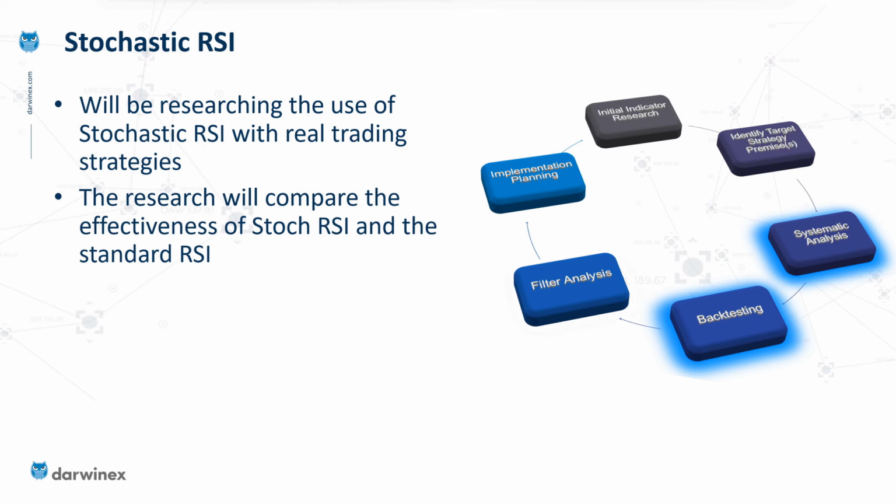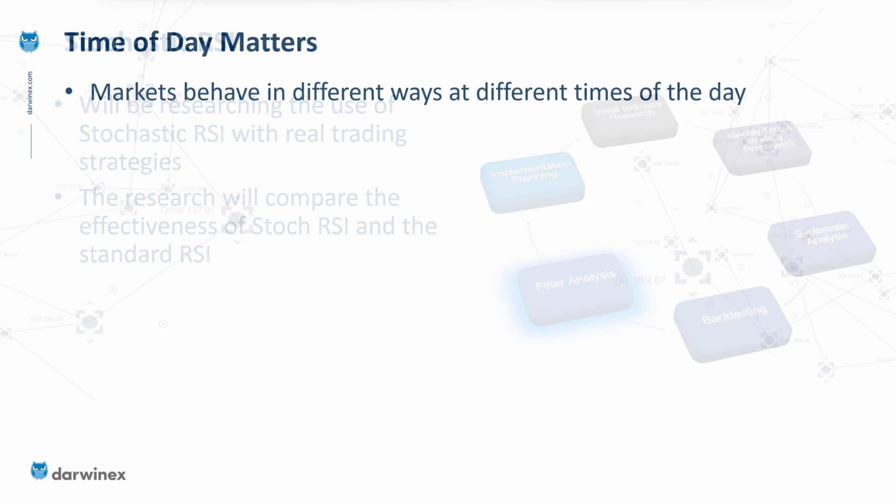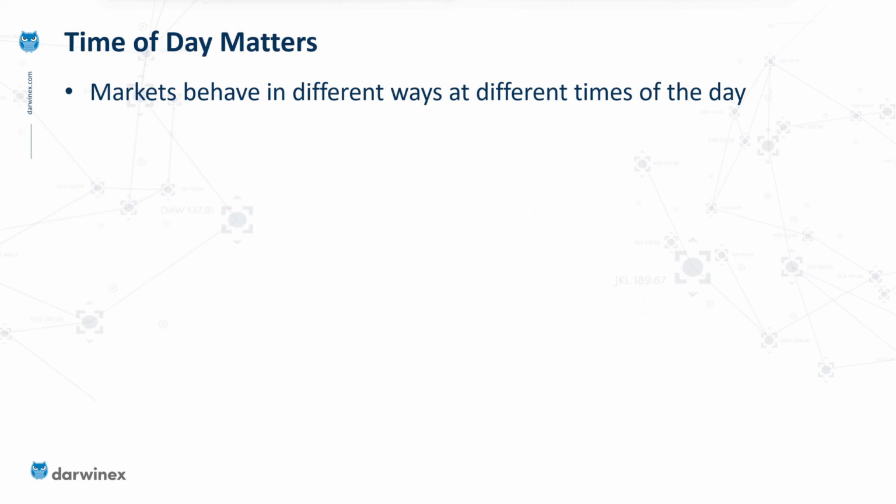Today I take this a step further and start to look at filters, and specifically looking at how the time of day can affect the market regime, which in turn can affect the performance of a trading strategy. So, why does the time of day matter so much? Well, quite simply, markets behave in different ways at different times of the day.